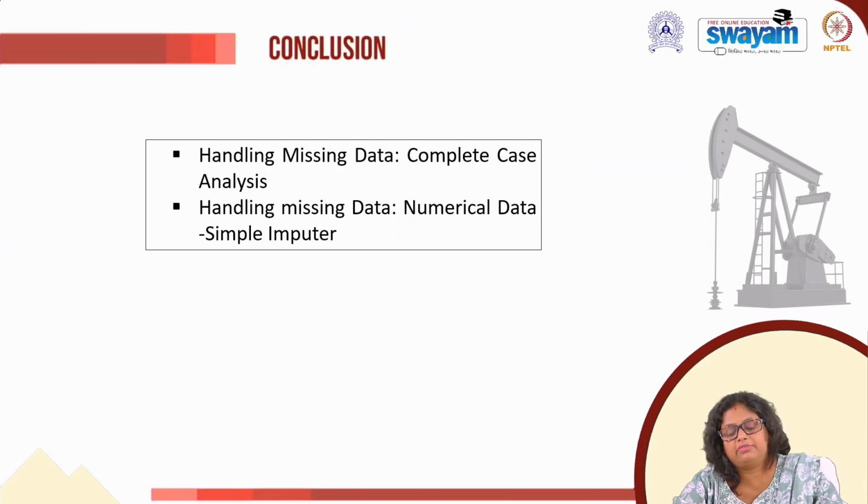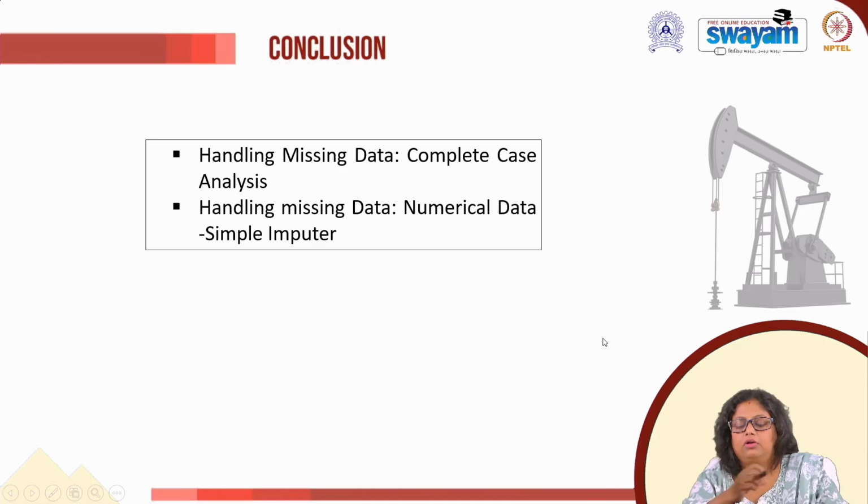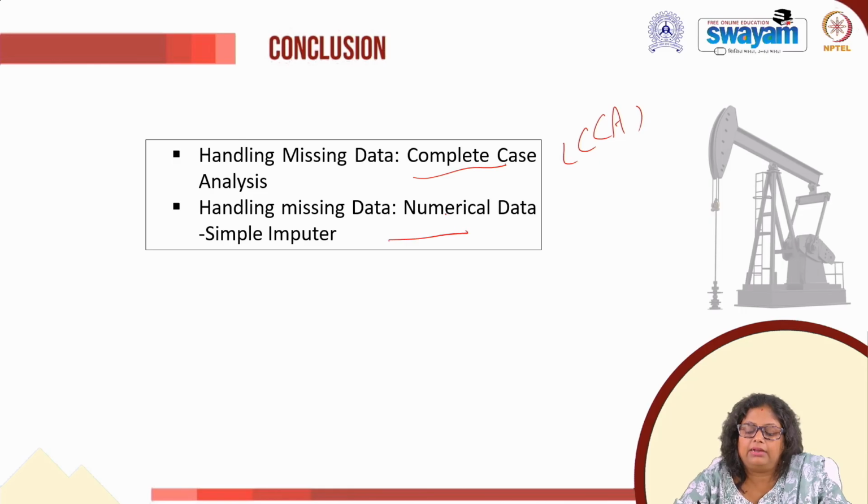In today's discussion, we have discussed two topics. One is handling missing data. Under that, we discussed complete case analysis, CCA. And the other one is handling missing data for numerical data, that is the simple imputer.